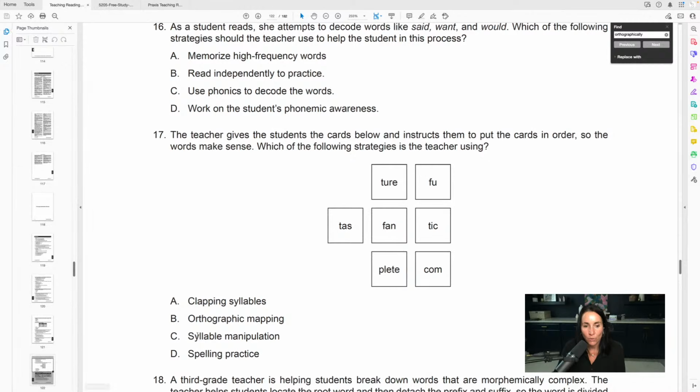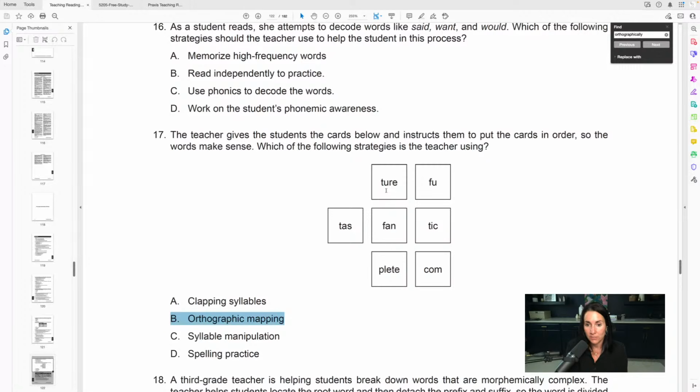If we were going to do orthographic mapping, we would be working on the way that they are spelled. So we might have a card with an F, a U, a T, a U, an R, and we might be putting them in order of the way they're spelled. That would be orthographic mapping. So it has to do with the conventional spellings of words.